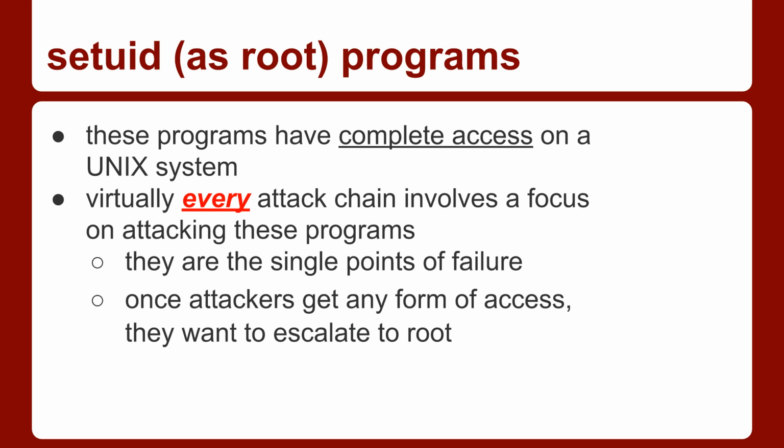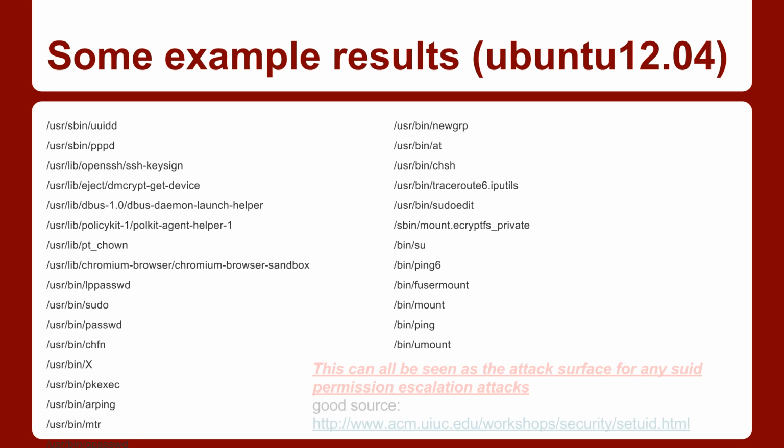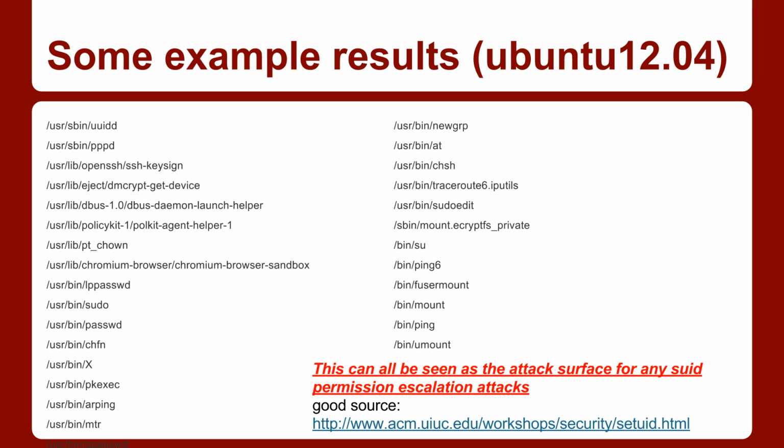So anything that is setuid as root has root privileges, and most attacks in a Linux system, if they gain initial access, will involve doing reconnaissance to see if there's vulnerable versions of setuid programs and including these in the attack chain, as they are single points of failure. So these are examples of things that are setuid binaries. We've covered password. Sudo is another obvious one.